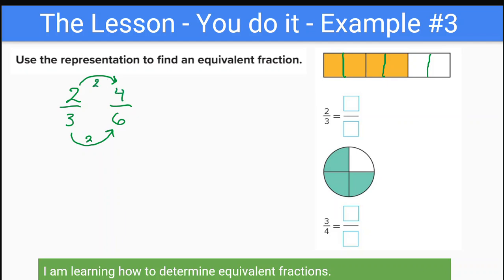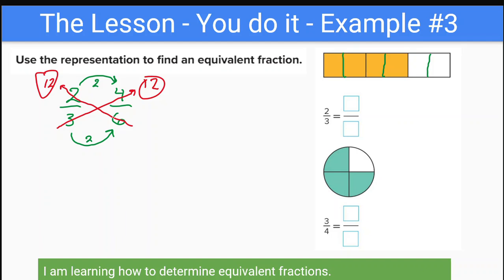Now, a very good way to check yourself to see if you're doing it correct is a lot of teachers will tell you to use cross multiplication. And here's how you can check. You can see if these are the same by multiplying diagonally. 3 times 4 is 12. And you check to see if this is the same. What's 6 times 2? 12. And if these two numbers are a match right here, then you have equivalent fractions. So 2/3 and 4/6 are equivalent to each other.